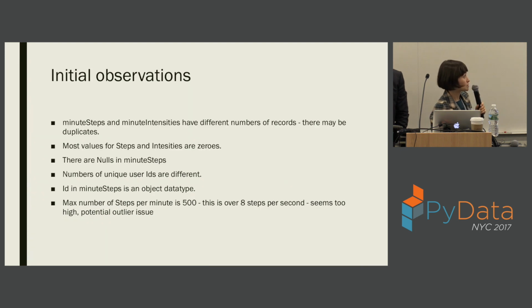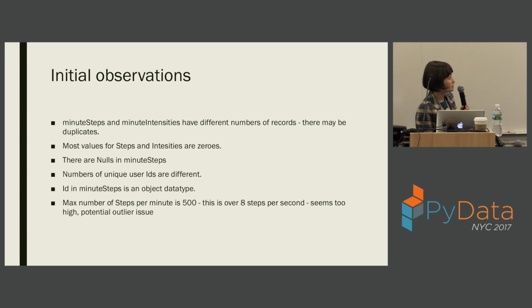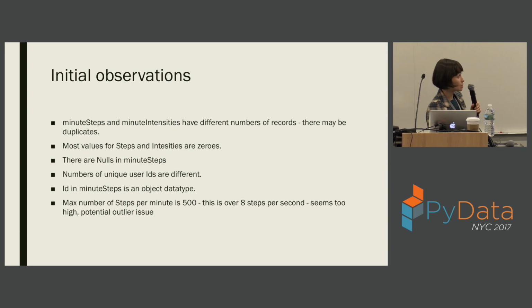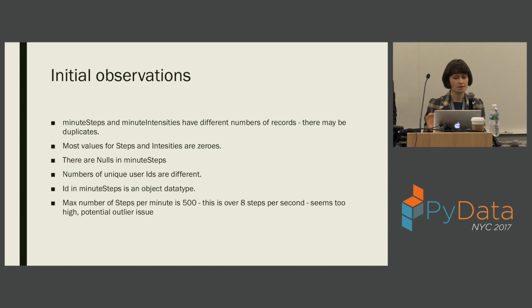So those are just the observations I mentioned. We have a different number of records. We have a lot of zeros. We have nulls for sure. We have a different number of unique user IDs. Some object data types for something that shouldn't be, like, well, ID doesn't have to be an integer, but we know when one is integer, one is not. And the maximum number of steps per minute is 500, which is also too many.